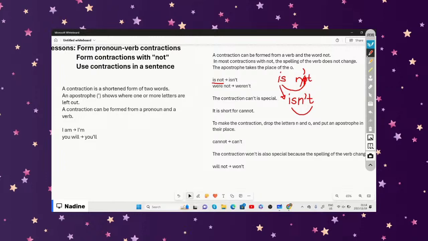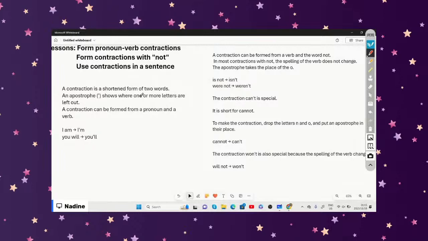So for example, saying Sarah is not going to school, right? So we can say Sarah isn't going to school. And there we have our word is and not, but we remove the O and we put the apostrophe in its place, right? And this is now becoming one word. This is one word. And we call that the contraction, right?